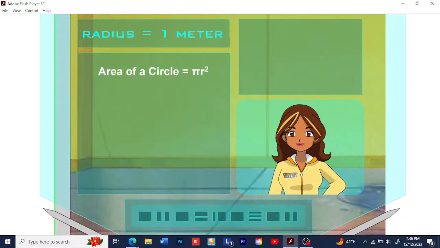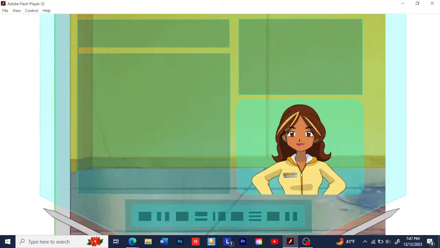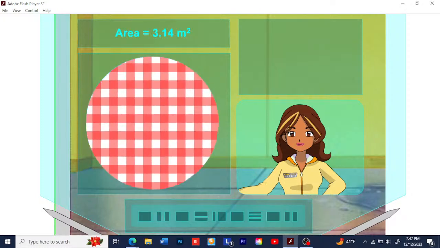Okay, for this tank we would multiply pi by 1 squared, since the radius is 1 meter. 1 multiplied by 1 is 1. So the area of this circle is 1 pi. That's it. Now all you have to do is multiply 1 by pi, or 3.14. That is 3.14 square meters. Great work! You'll need 3.14 square meters of material for the top of this tank.